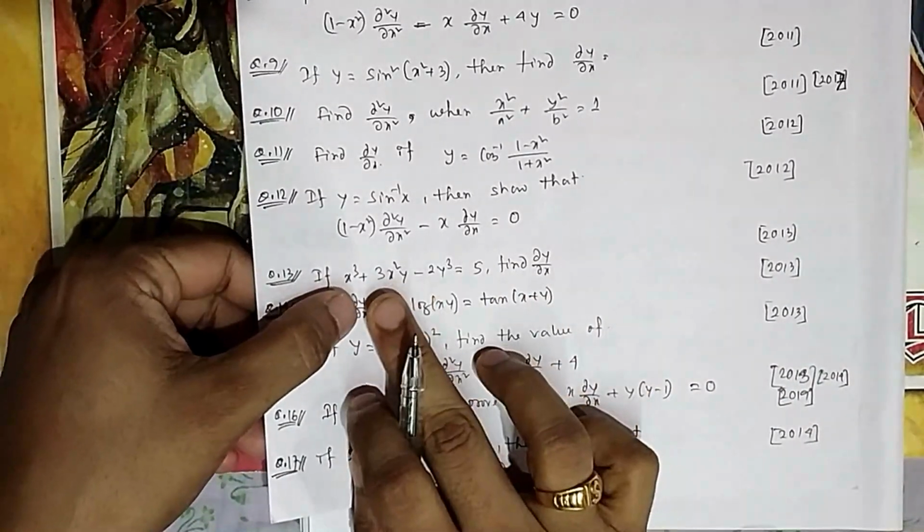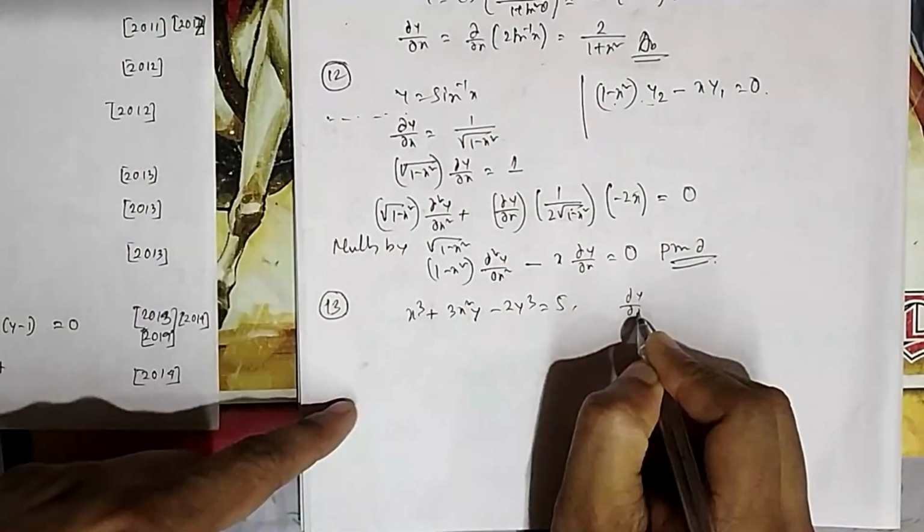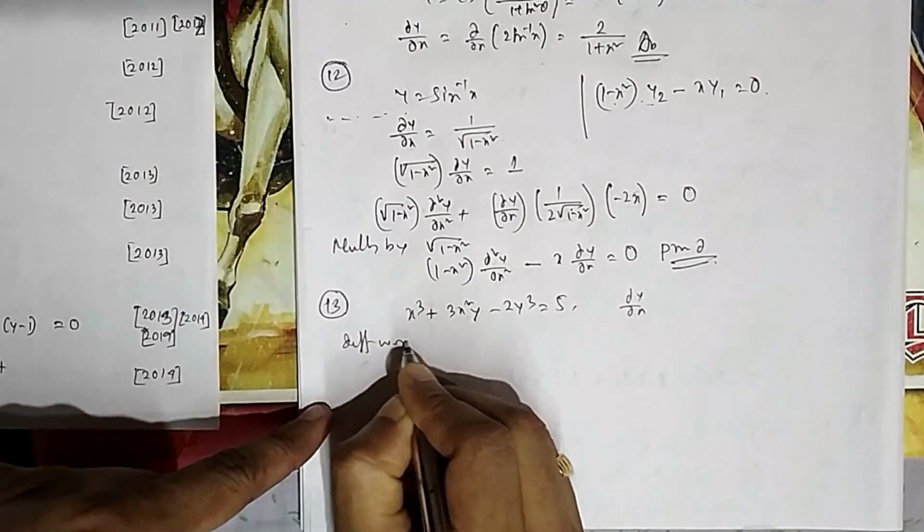Now if you come to question number 13, if x is equal to this, then find this. Again it is implicit form, so directly you differentiate to find dy dx. Again what you will write: differentiating with respect to x. This line you can write every time.